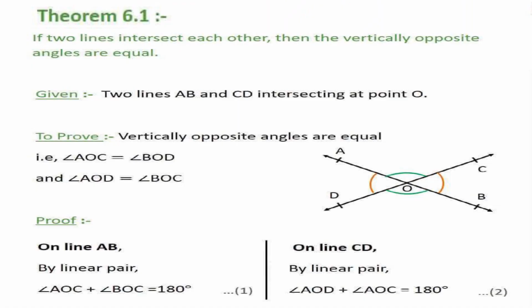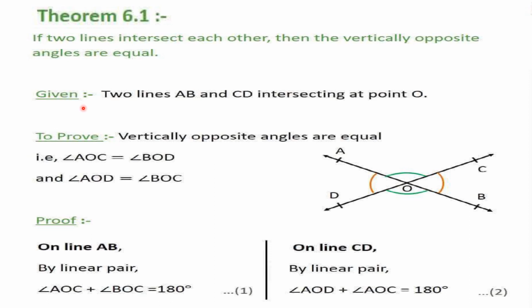Right. Now come to theorem 6.1. Theorem 6.1: If two lines intersect each other, then the vertically opposite angles are equal. I have discussed this point previously when we were discussing vertically opposite angles. If two lines intersect each other at a point, then vertically opposite angles are equal. This is the statement of theorem 6.1. Let us prove this theorem.